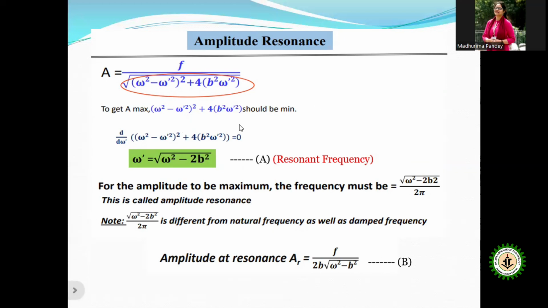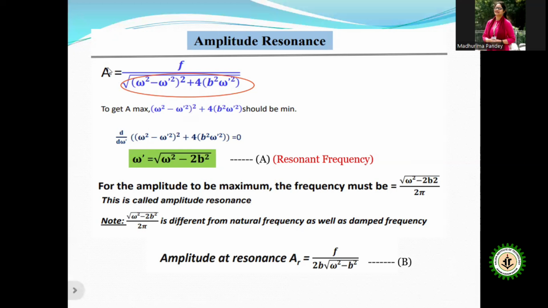So that is what we have done: we take the derivative of this denominator term with respect to omega prime and equate it with 0. If you do this calculation by hand at home, you can check that this omega prime equals root over omega square minus 2b square. This is called the resonant frequency.